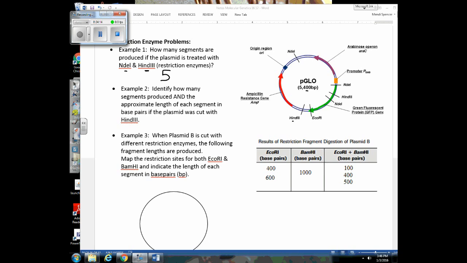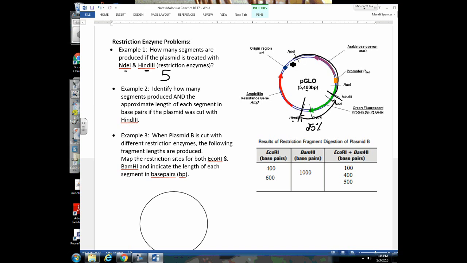So example 2 says, identify how many segments are produced and the approximate length of each segment in base pairs if the plasmid was cut with Hind3. So we're going to treat it, and the restriction sites are here and here. Now if you think about it, from here to here would be about 25% of the plasmid, and this segment ends up making up about 75% of the plasmid. So the answer to the first part of the question is we would end up with 2 segments of DNA.